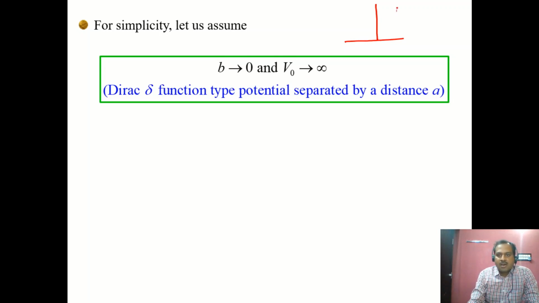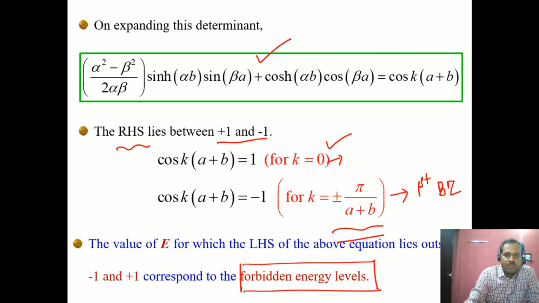Now these are separated through a distance of a. So along the distance a, there is no potential experienced by the electron. Now under this extreme condition, we can rewrite the above equation. This equation can be rewritten when b tends to 0 and V naught tends to infinity.